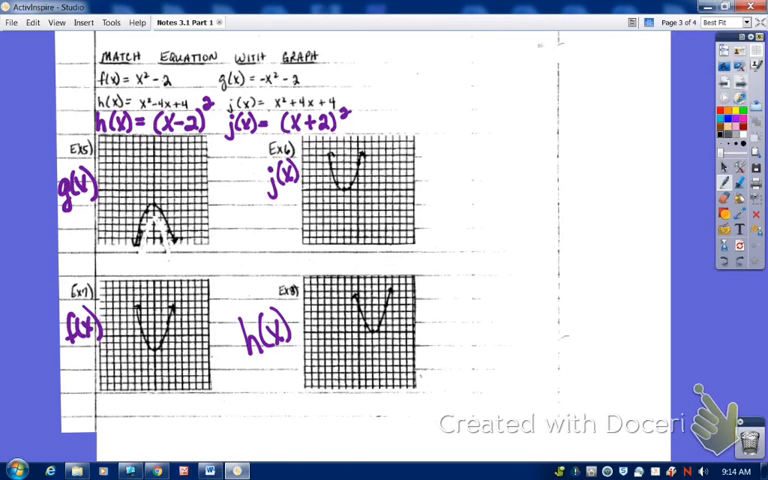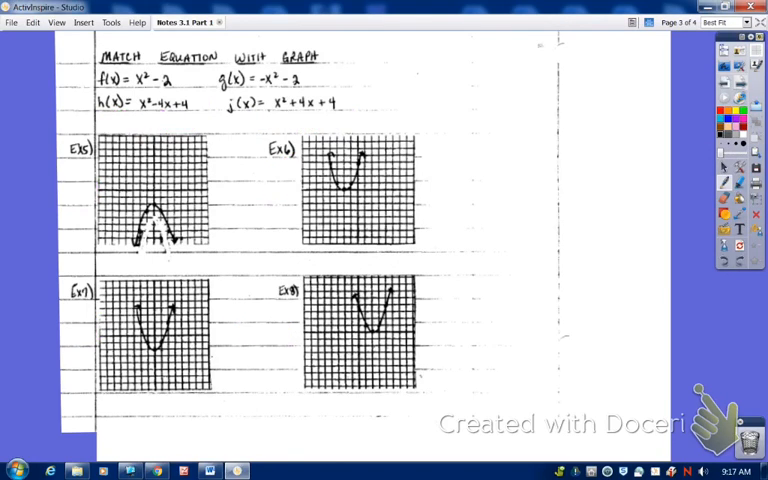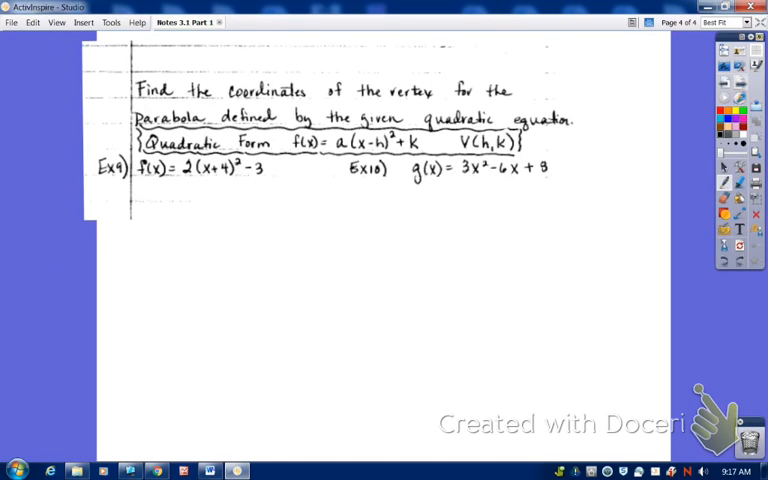All right. The last two problems on your notes say find the coordinates of the vertex for the parabola defined by the given quadratic equation. And then they give you a specific formula, basically. So their formula is f of x is equal to a parentheses x minus h squared plus k. And I don't know if anybody of you noticed, but if you looked up any graphs on Desmos and you looked at some of their equations, they had their parabolas in this form. I don't know if anybody noticed that.